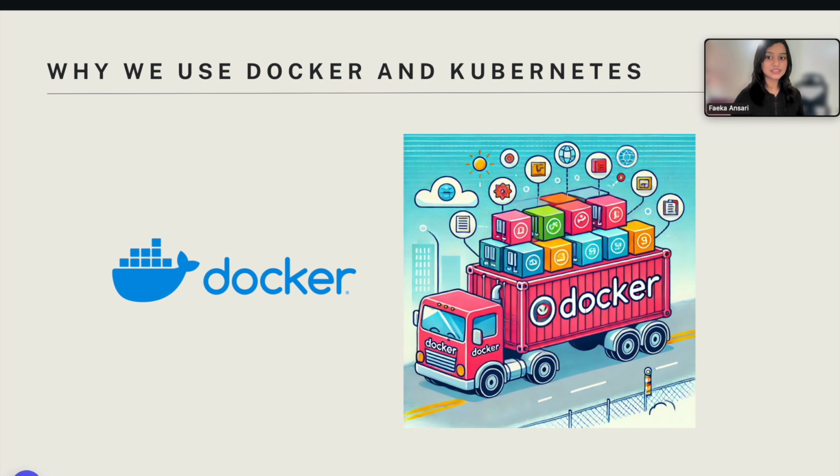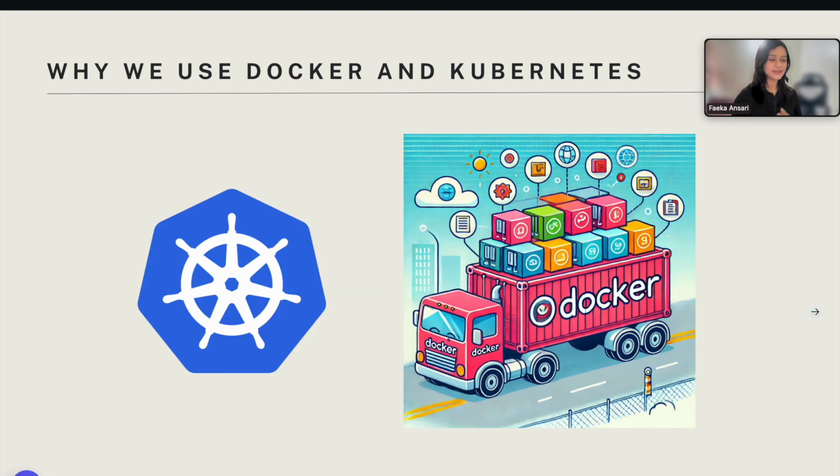So as you can see in the picture right here, there is like a moving truck which is sort of representing Docker, and it is like carrying these isolated, neatly organized application containers. And while doing this, it is also ensuring that they all travel smoothly together. That was Docker. But why do we need Kubernetes, right?